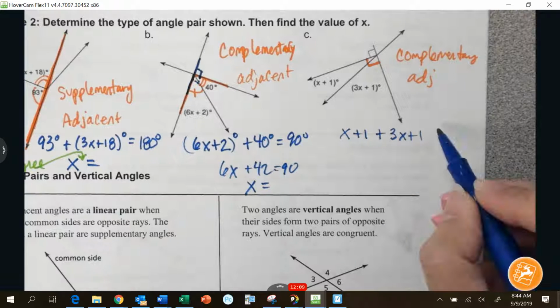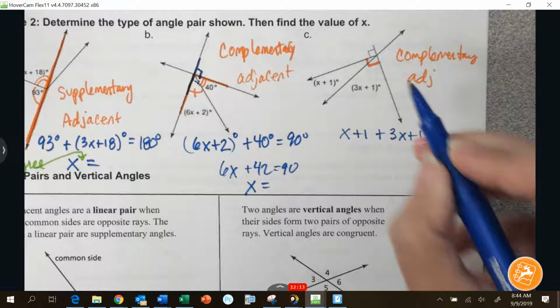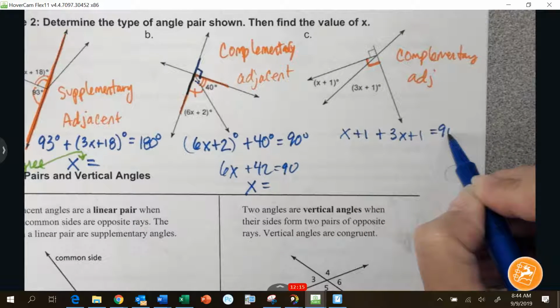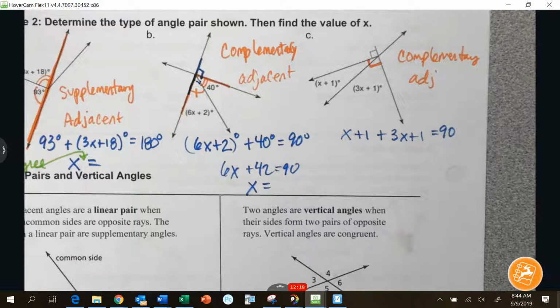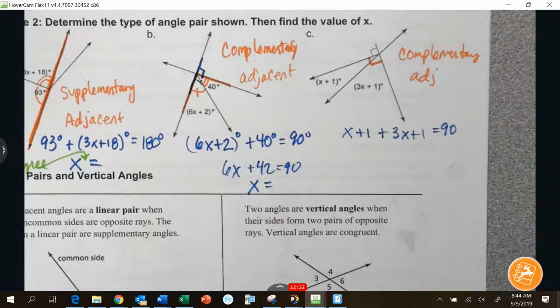Well, an equation is going to have an equal sign, so what's it going to equal when I add them together? 90, right. So in order to solve it, we have to have an equal sign. So you're going to say, what does that equal? Equals 90. And yeah, you'd add them together and solve.